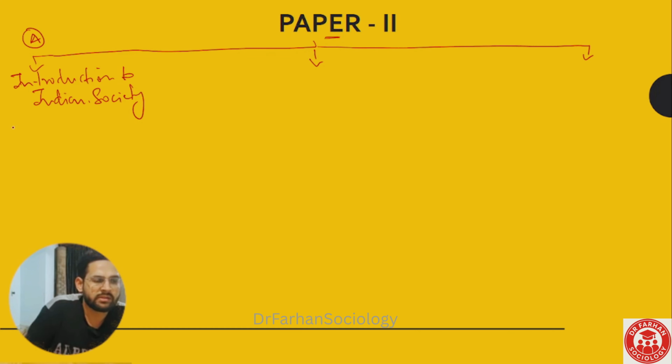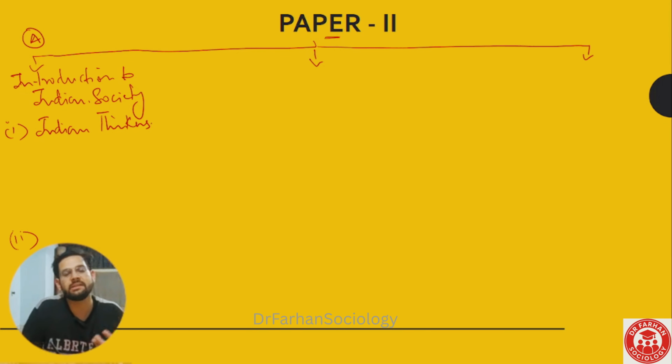In this, you are having two parts. What are those two parts? In the first part, we will be discussing some Indian thinkers. We will not be talking about any Western thinker. We are trying to take a look at the way Indians have explained Indian society.